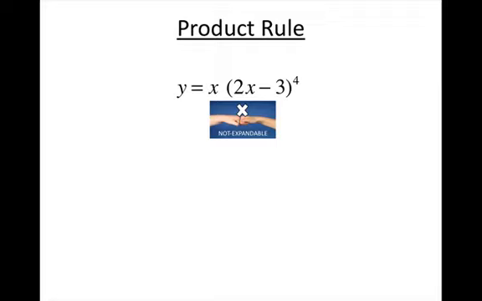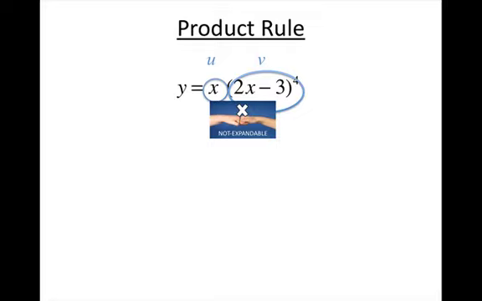So when this happens and you've got these two multiplying terms that are not expandable, that is when we use product rule. The way product rule works is we recognize that we've got these two separate terms. We've got our first one, which is our x, and we're going to call that u. And we group the other one together, (2x minus 3) to the 4, and we call that our v. So our two terms that are multiplying together are our u and our v.